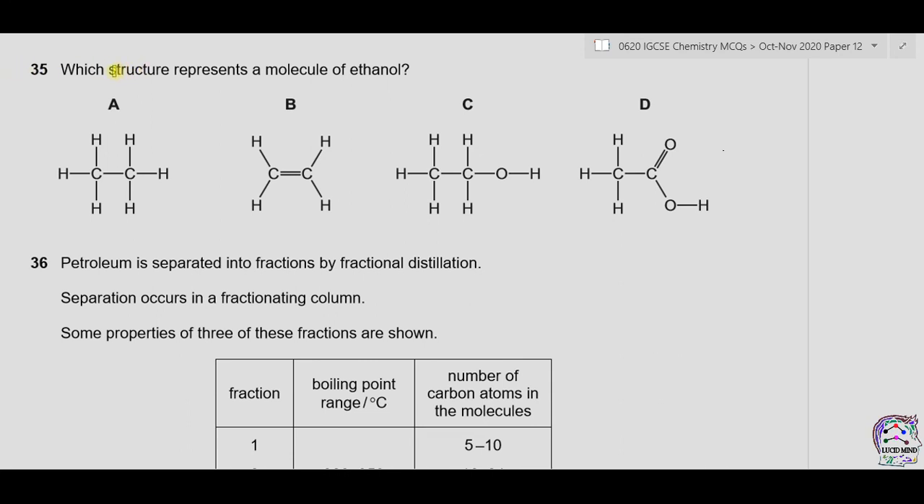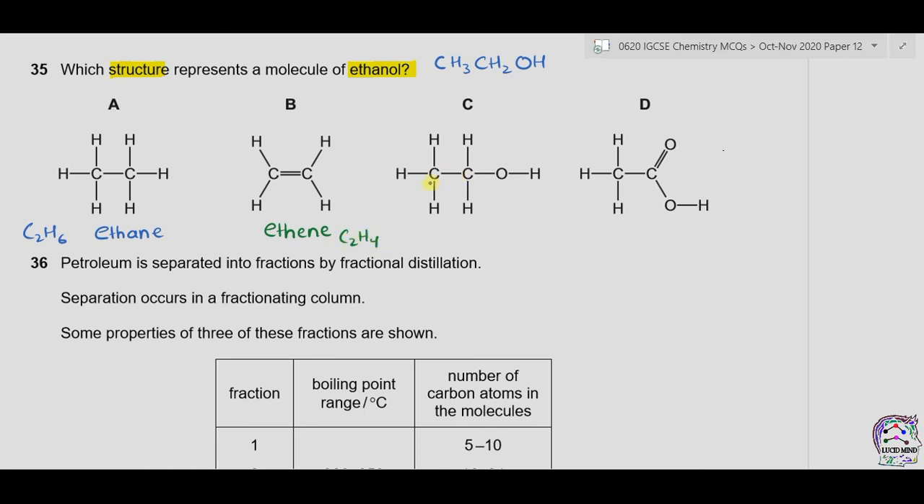Question 35. Which structure represents a molecule of ethanol? In ethanol, we have 2 carbon atoms and it is an alcohol. So the molecular formula is CH3CH2OH. A is CH3CH3. Now this is the structure of ethane, in which a single bond is present and there are 2 carbons and 6 hydrogens. In B, we have a double bond present between 2 carbon atoms, so it is ethene. The formula is C2H4.